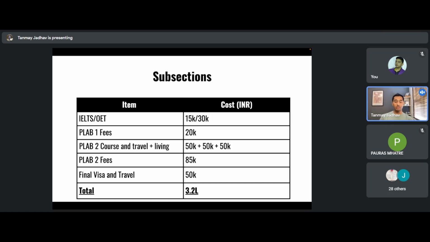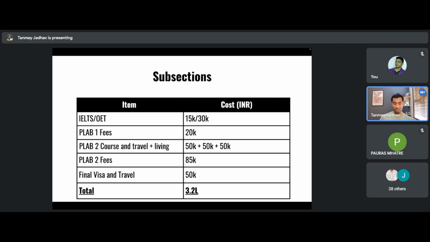So just to give you an idea, IELTS is 15,000 or OET is 30,000. Lab 1 fees is 20,000 rupees. Lab 2 course costs about 50,000 rupees. The travel to and back from the UK is about 50,000, and living in the UK for about a month is 50,000 rupees. Now, Lab 2 fees are 85,000 rupees, which makes this a very, very expensive exam.